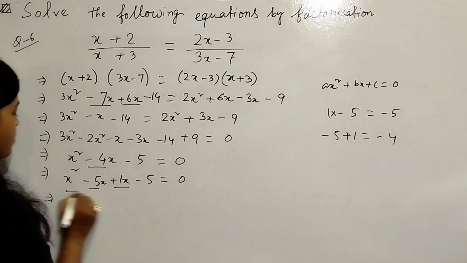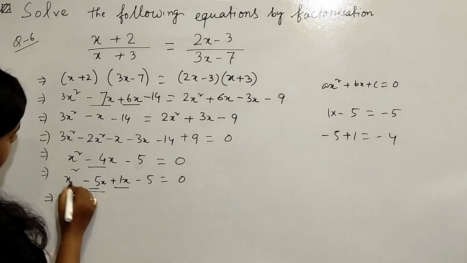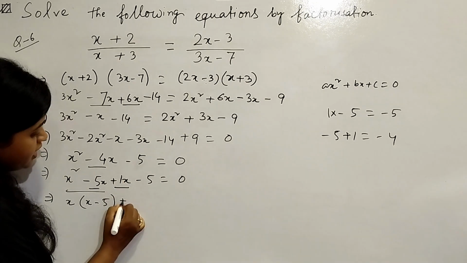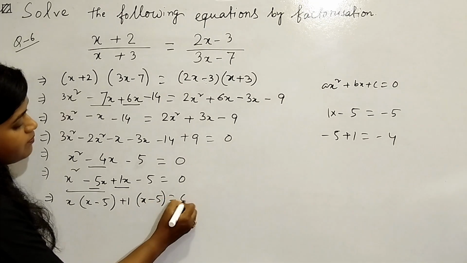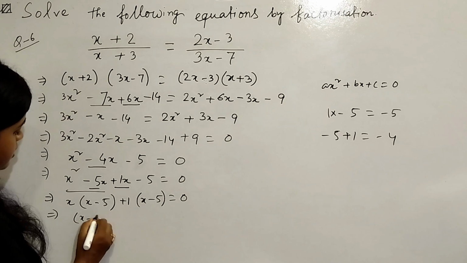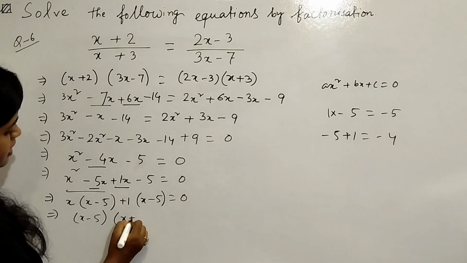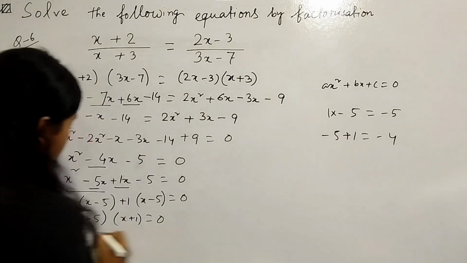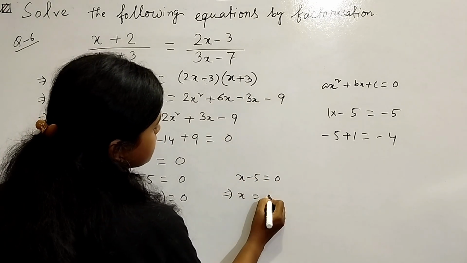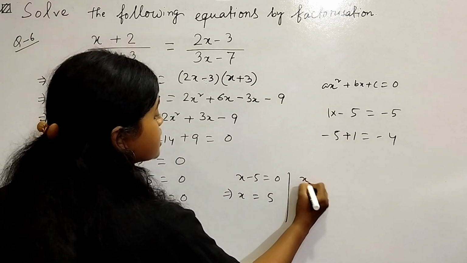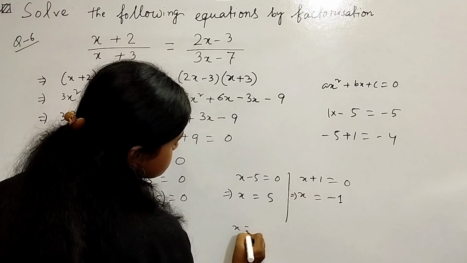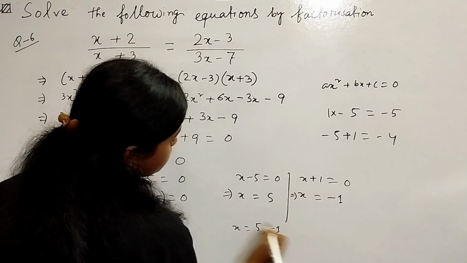Now we have to take common from these two terms. So x will be common, and x minus 5 is remaining here. And from these two terms we get 1, and x minus 5 is the remaining. So now x minus 5 is common in both terms. So x minus 5 and here x plus 1 equals 0. Now we have to find the value of x. So x minus 5 equals 0 becomes x equals 5, and x plus 1 equals 0, so x equals minus 1. So the values of x are 5 and minus 1.